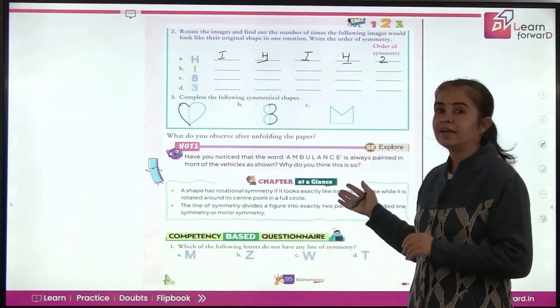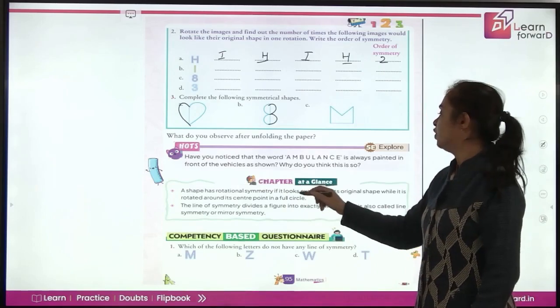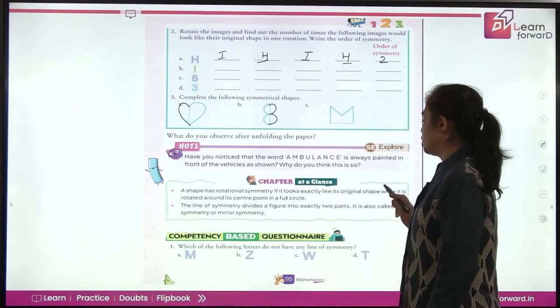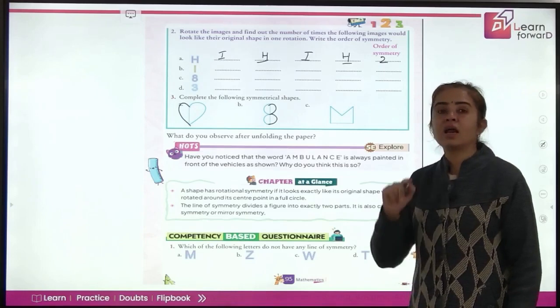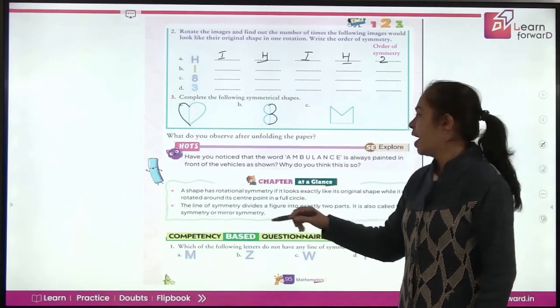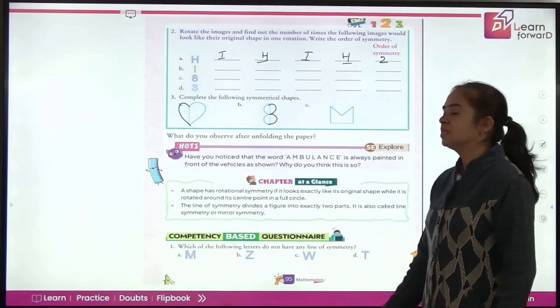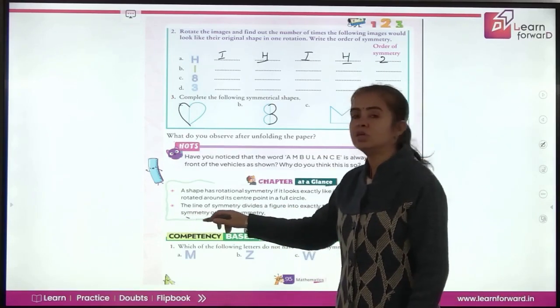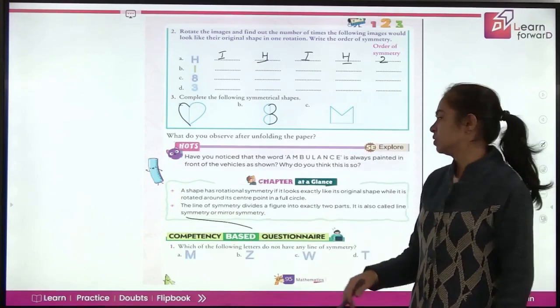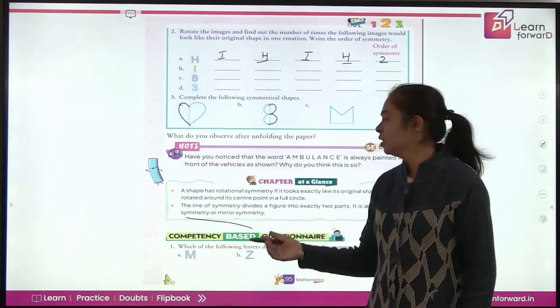It's chapter at a glance. So a shape has rotational symmetry if it looks exactly like its original shape while it is rotated around its center point in a full circle. And then the line of symmetry divides the figure into exactly 2 parts, and it is also called the line symmetry or mirror symmetry, right? Line symmetry or mirror symmetry, they mean the same.